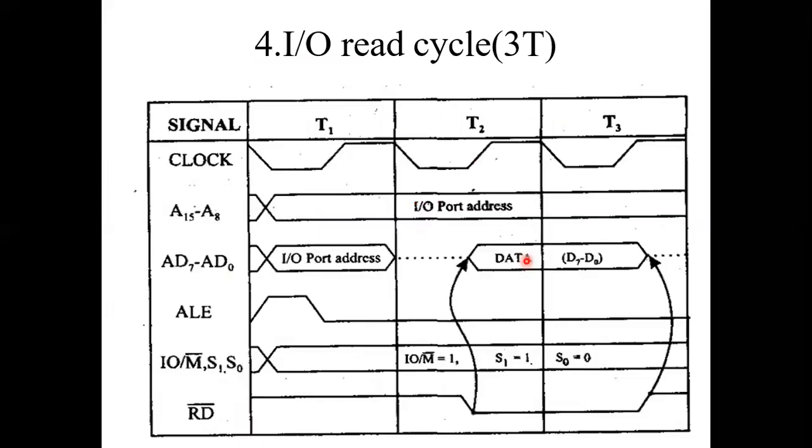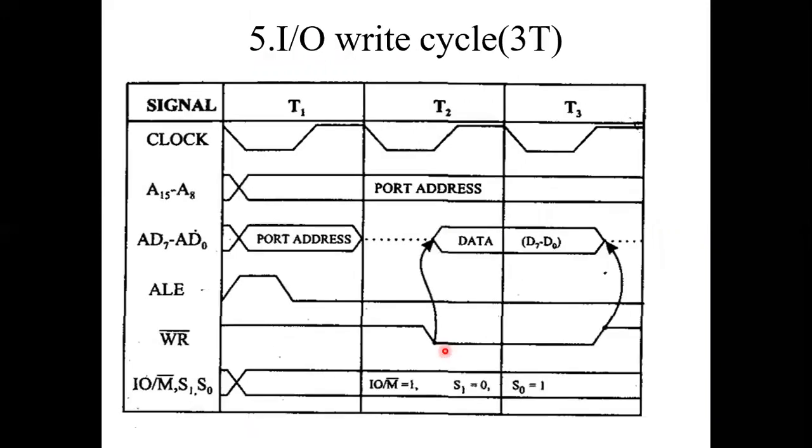Input output read. All the machine cycles follow the same concept. Clock pulses, AD0 to AD15, and ALE are the same for input output read. Only the status will change. In the input output write cycle, they use the port address for input output operation. They are not using the data address like that. AD15 to AD8 is the port address, and AD0 to AD7 is port address and data, with ALE. Then write, and input output operations like that we can define.